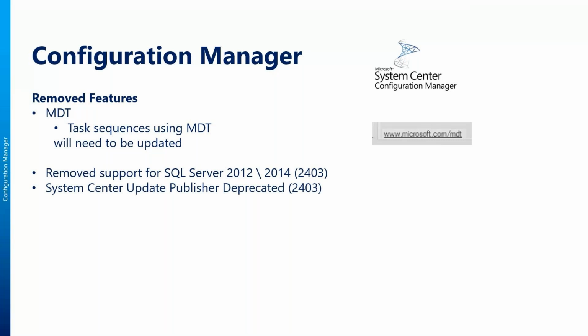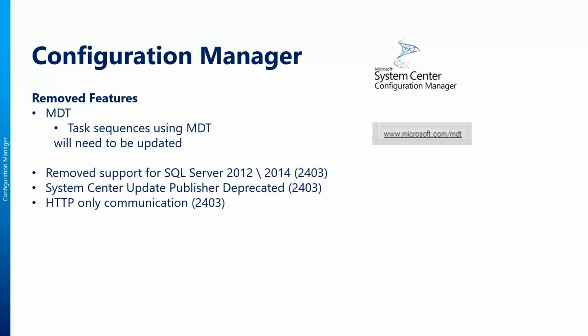System Center Update Publisher was deprecated from Config Manager in 2403. You can still add third-party libraries into Config Manager if you need to. So there's a list of third-party catalogs on the Microsoft website that you can use, like Adobe, Dell, HP, and Lenovo. But in each case, you should really check with the vendors that their catalogs support in-console third-party updates.